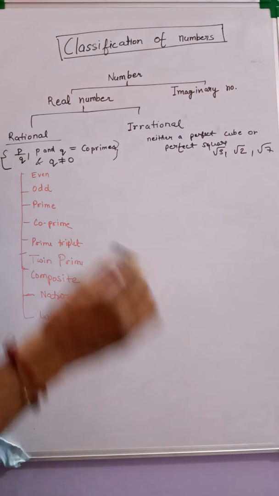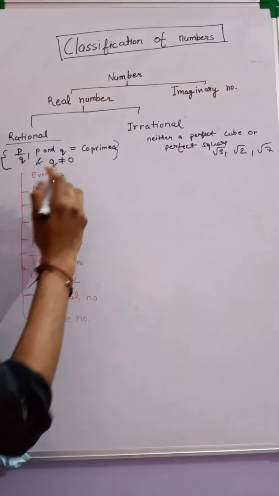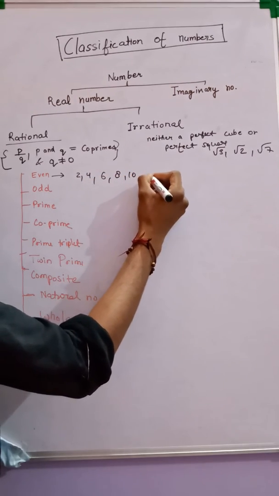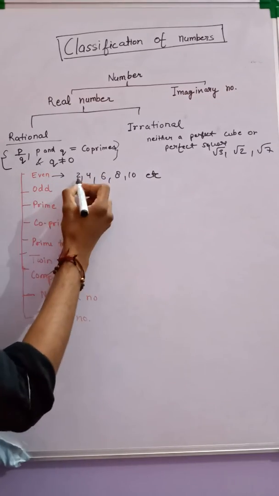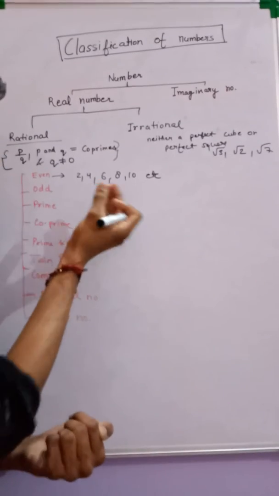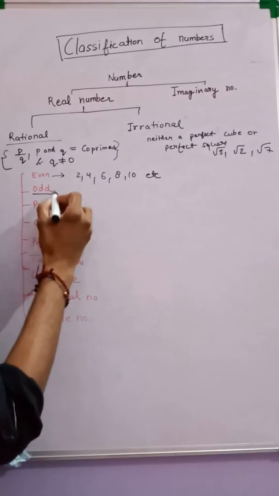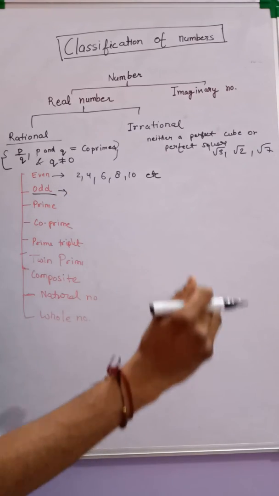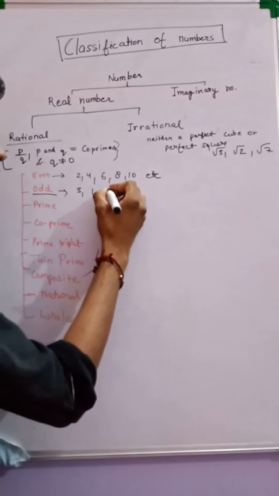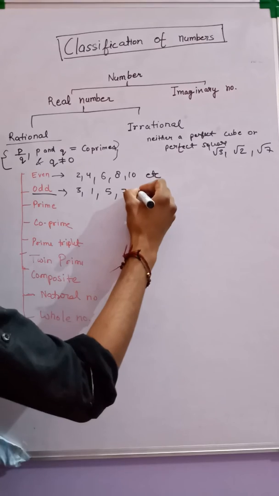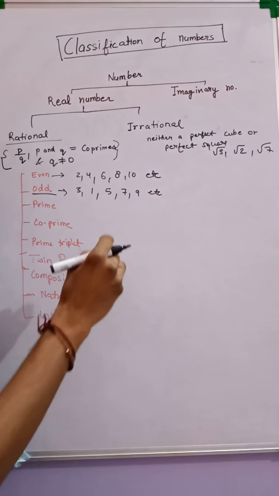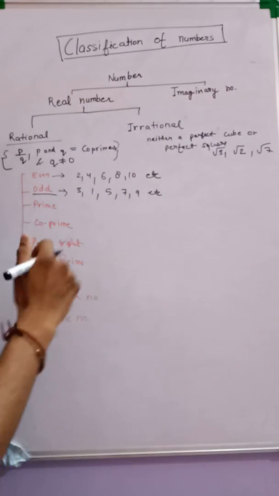What is an even number? A number which is exactly divisible by 2 is called an even number. For example, 2, 4, 6, 8, 10, etc. 2 divided by 2 gives 1, 4 divided by 2 gives 2. Odd: a number which is not exactly divisible by 2, for example 1, 3, 5, 7, 9. It is divided by 2 but not exactly, it will give a decimal expansion.